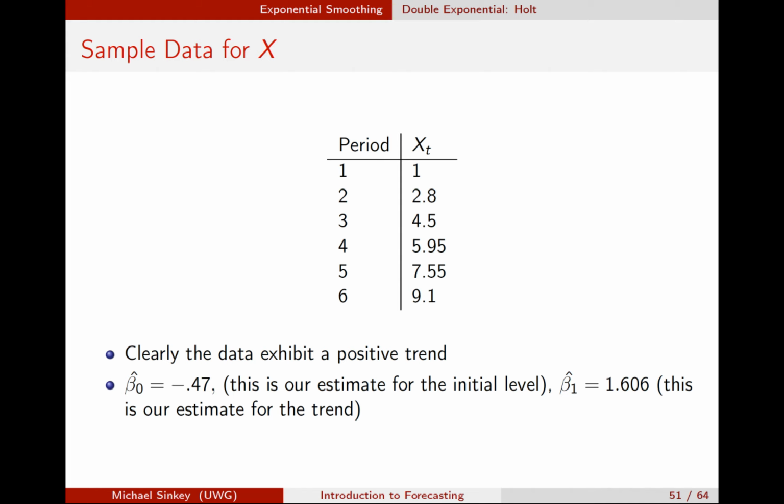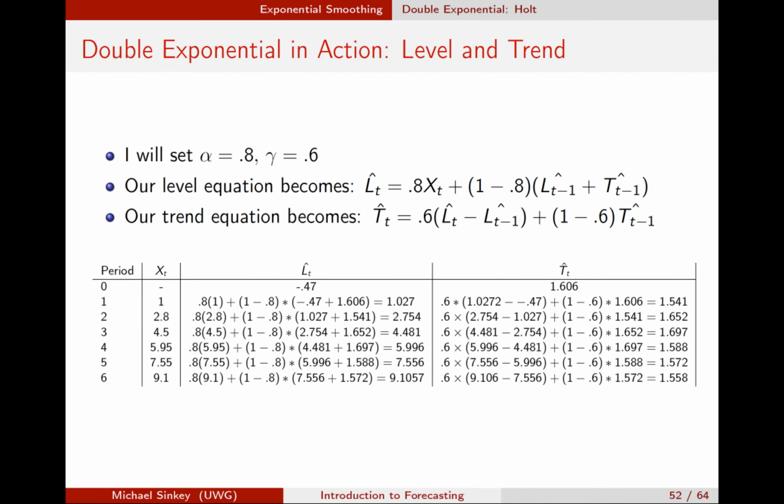Okay. So let's take a look at how this model works. I have 6 periods of data. I fit a line through the first few data points, and I get an intercept of minus 0.47. So if I had a period 0, my estimate for what the data would be is minus 0.47, and my estimate for the trend would be 1.6. All right, so L_0 would be minus 0.47. T_0 would be 1.606.